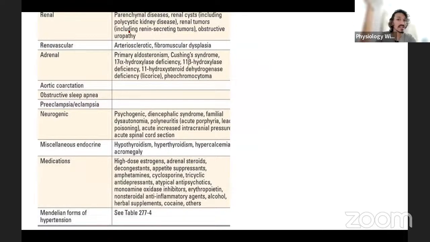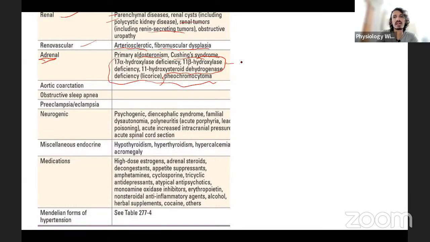Here again, a lot of secondary causes. We already talked about renal. Example, parenchymal diseases like polycystic kidney disease, some renin-secreting tumors, renal tumors. So these are all examples of parenchymal diseases. Then renovascular, any sort of arteriosclerosis, fibromuscular dysplasias and all that in the smooth muscle. Then we have adrenal problems, that is aldosteronism, Cushing syndrome, and there is a group of other disorders.